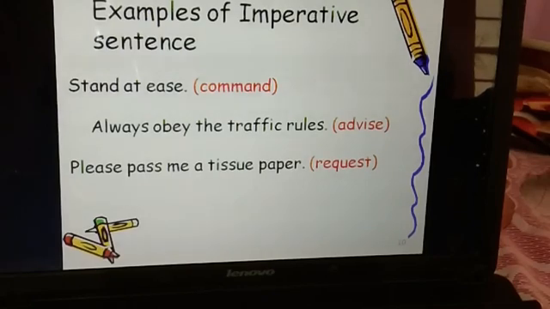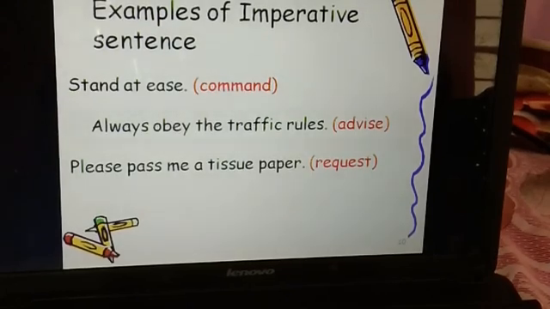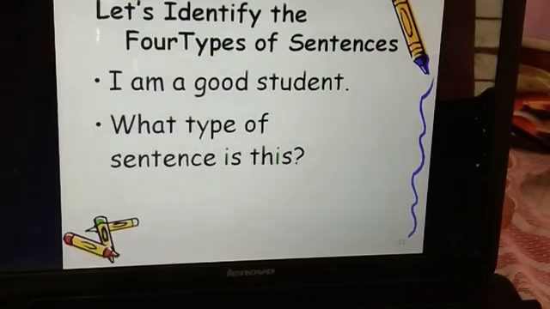The examples of imperative sentence, like stand at ease. So it's a command. In the early morning assembly, you are being asked to stand at ease. That is a command. Always obey the traffic rules. So it's an advice. Please pass me a tissue paper. Now whenever we are adding the word please, it's a sort of request. So these three kinds, command, advice, request, may be termed as imperative sentence.